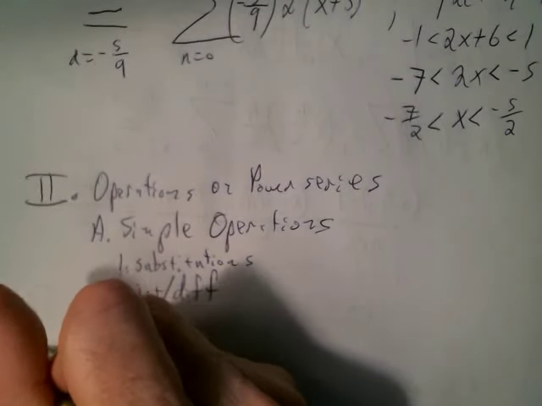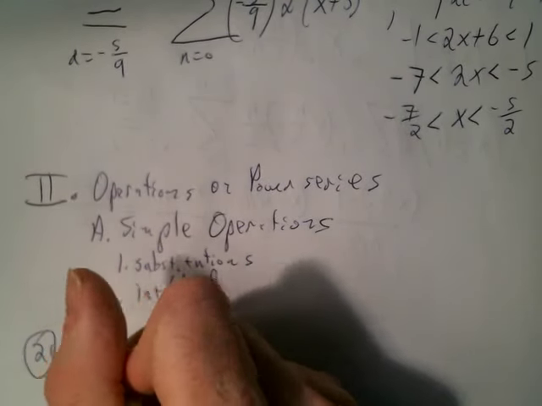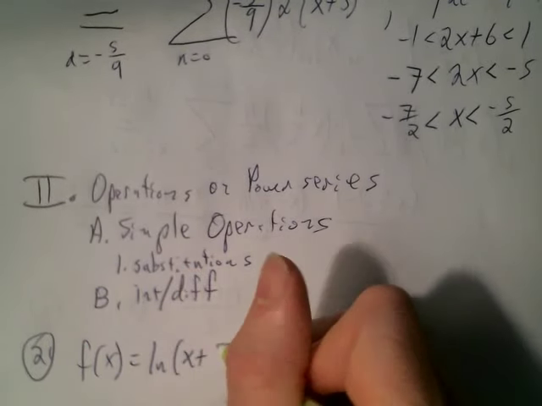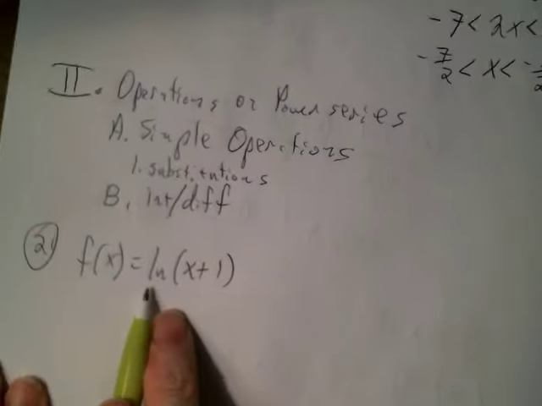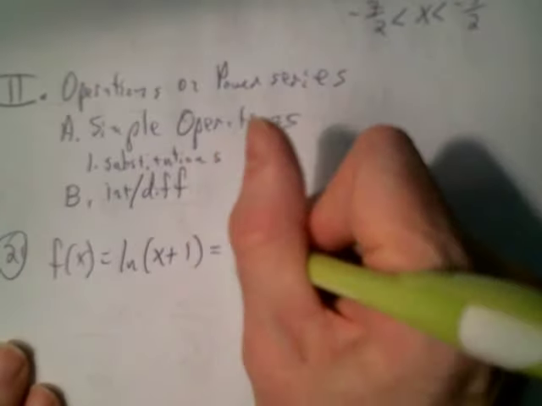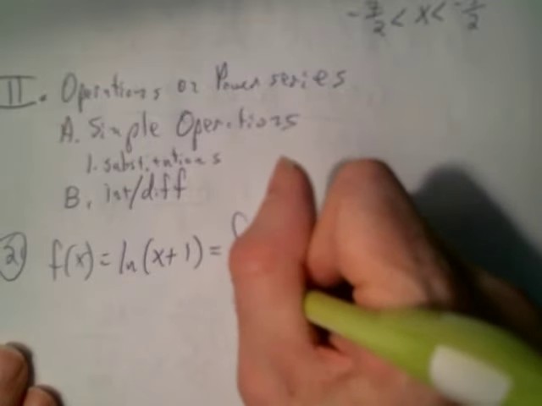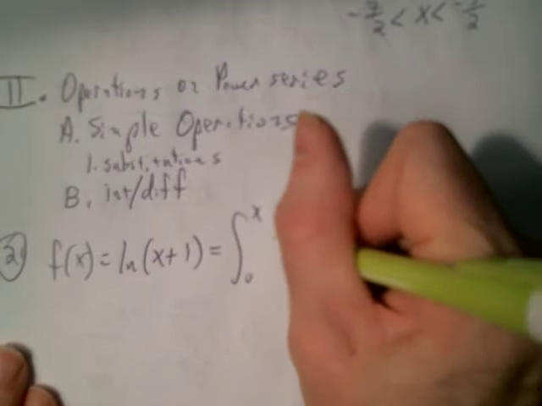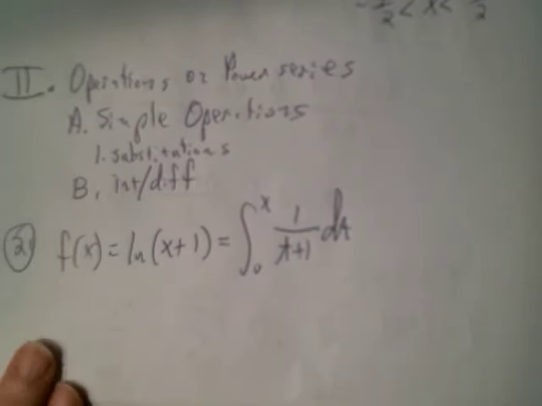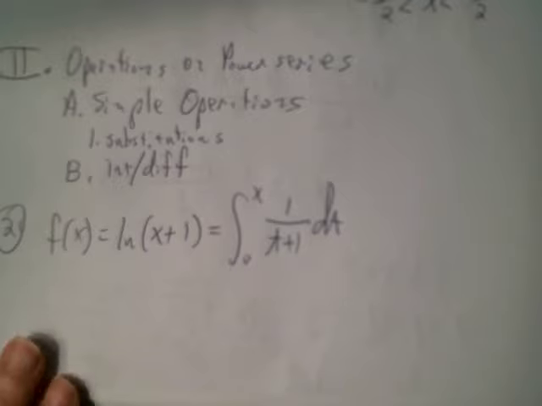So in particular, number 21, we see this. F of x equals the ln of x plus 1. I want a power series representation for this guy. So how am I going to pull that off? Well, I know that this thing is equal to the integral from 0 to x of 1 all over t plus 1 dt. Right? Hopefully you can agree with that to some extent.